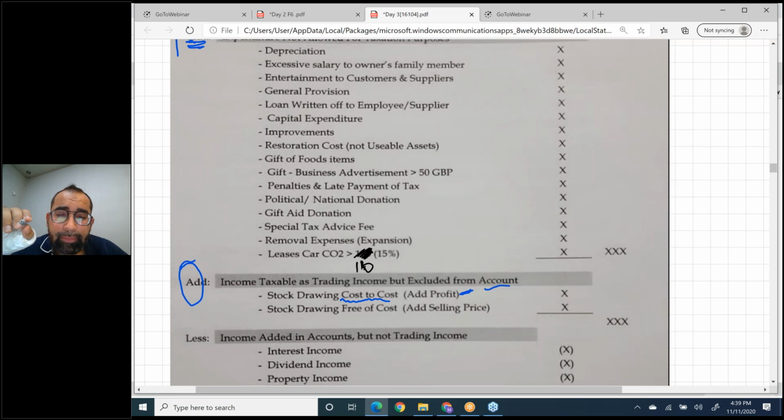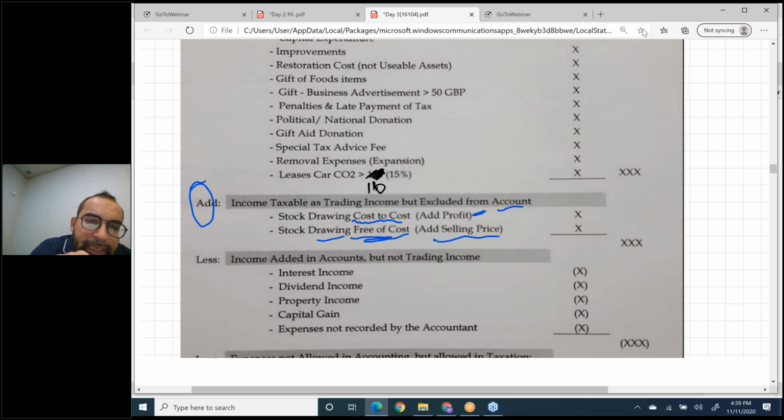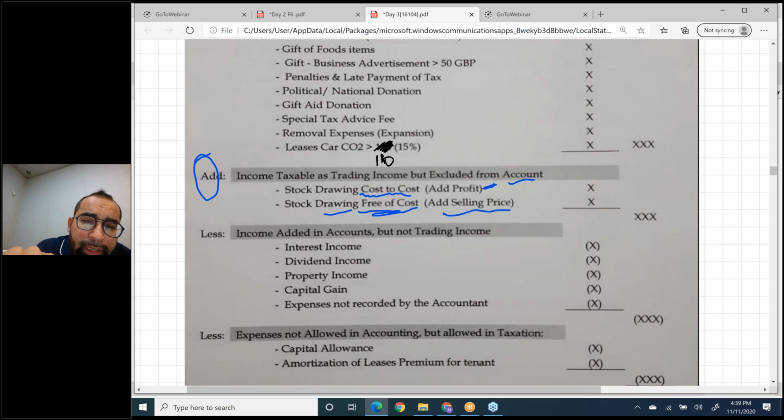And if you have taken goods free of cost, then my dear, you have to add the complete selling price. Okay, right? So out of these two cases, any one may come. Now, the third adjustment: less incomes added in accounts but not trading income.